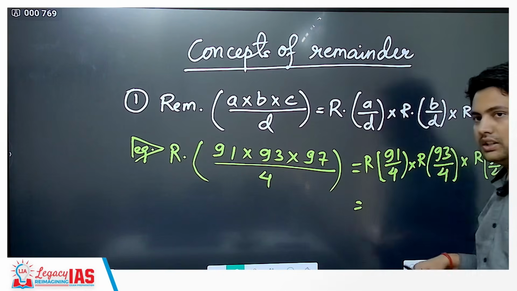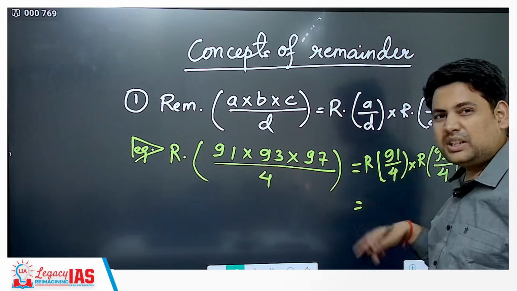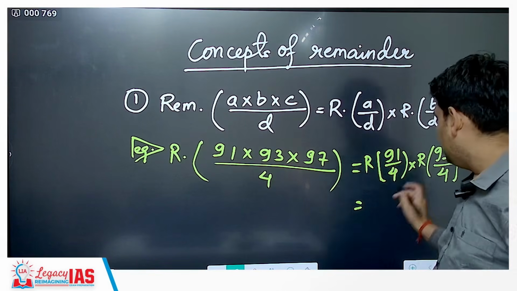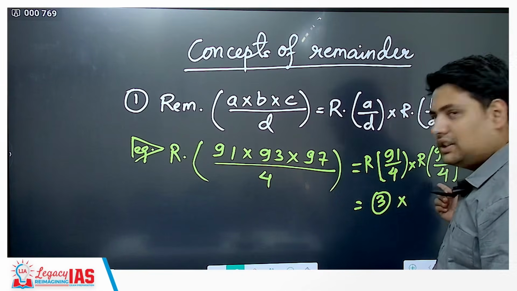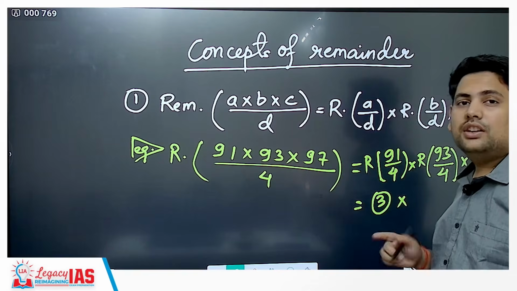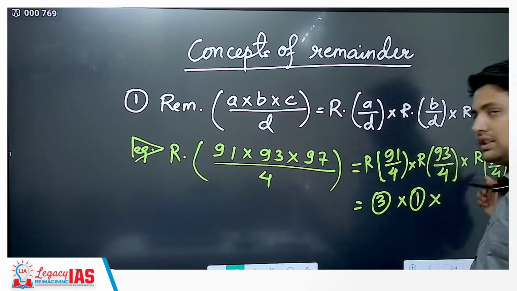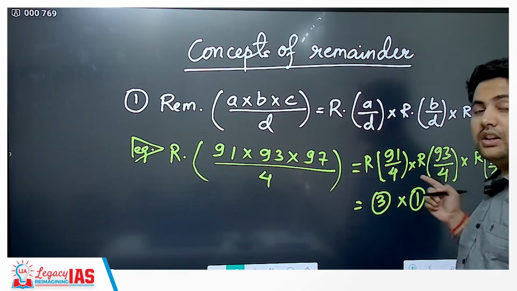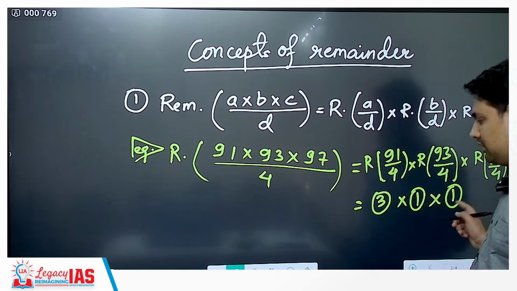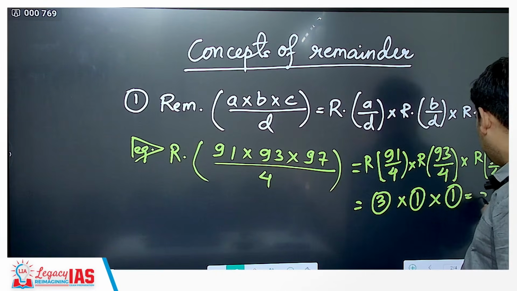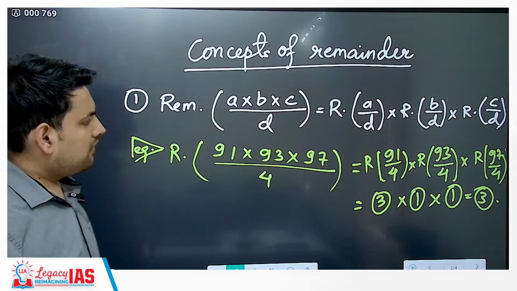So simply, 91 divided by 4, what will it be? Nearest multiple 88, so the remainder will be 3. Now you just multiply all these remainders. 93 divided by 4, nearest multiple of 4 is 92, so the remainder will be 1. 97 divided by 4, nearest multiple 96, so this remainder will also be 1. Now 3 into 1 into 1 will give you remainder 3. Understood?